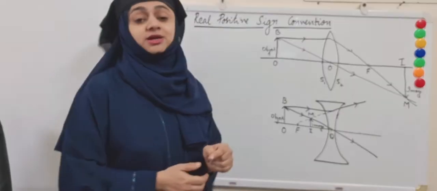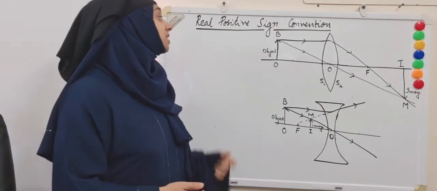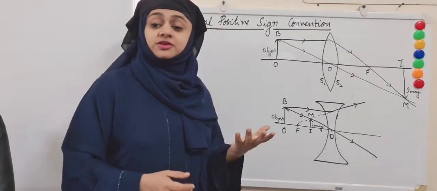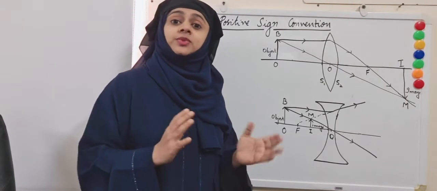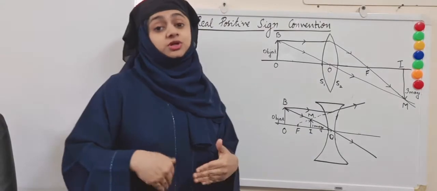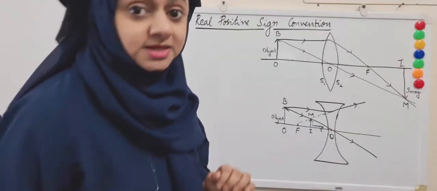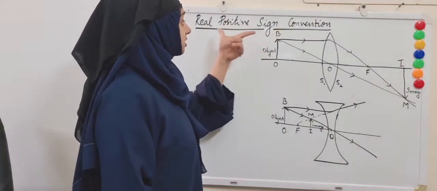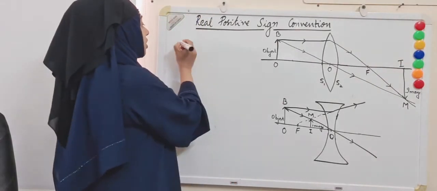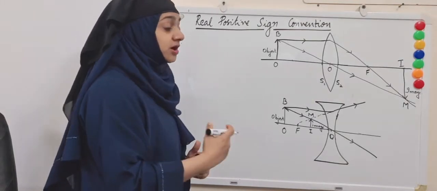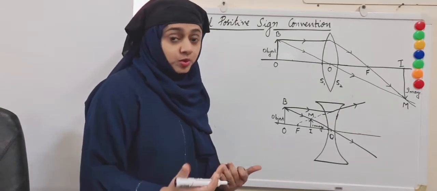Real positive sign convention. As the name says, whatever is real will be considered positive. For example, if the image formed is real, we will consider the distance of the image as positive, and whatever is virtual will be considered as negative. So let us see in detail what are the points to be noted when we adopt this real positive sign convention. First of all, the measurements are measured from the optical center of a lens, and if it is a mirror, from the pole of the mirror.